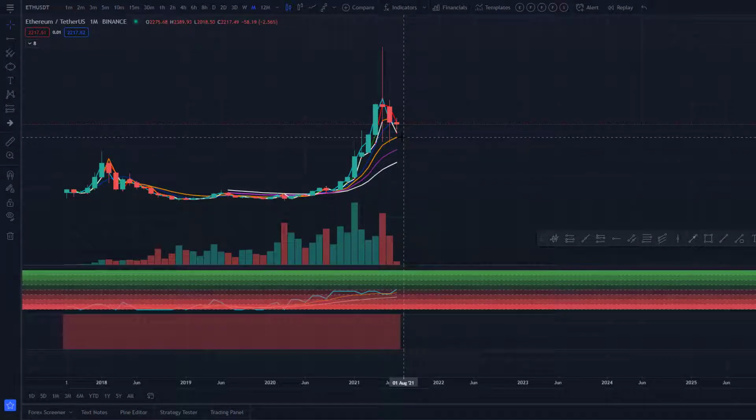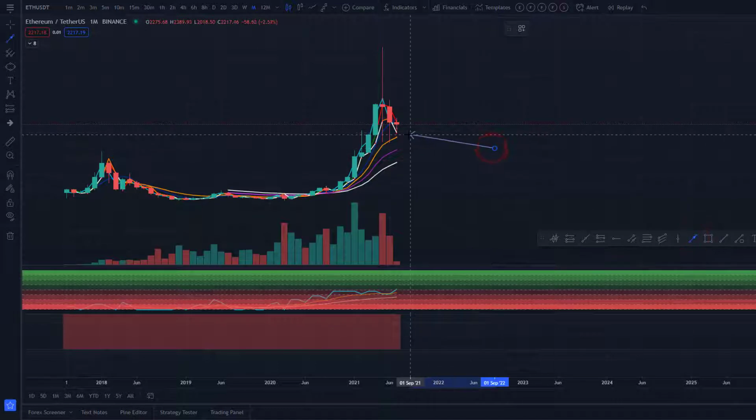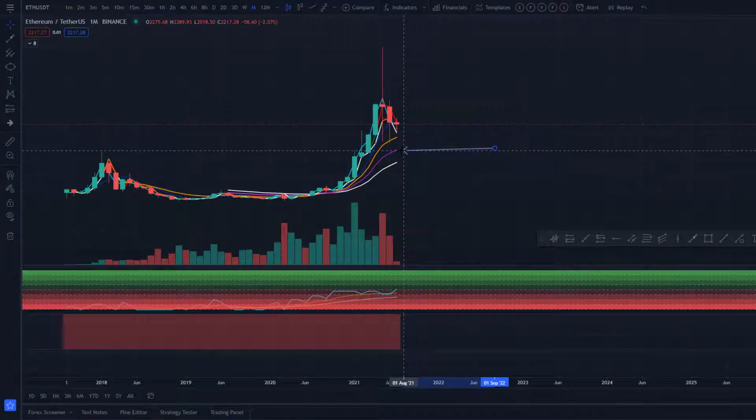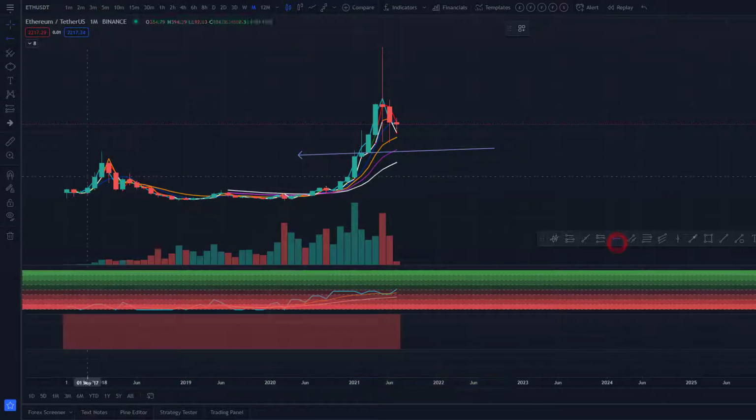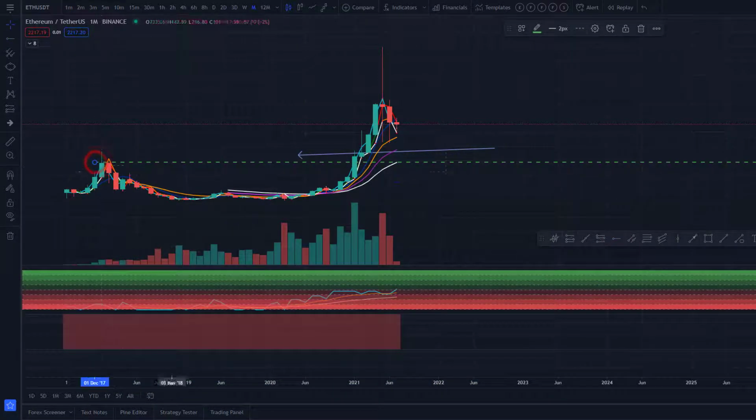What I'm really looking at is potentially for Ethereum to continue to range in this area, to allow either this momentum indicator or this momentum indicator, and I'm really looking at the white momentum indicator, to catch up to this level here, which is all the way from February of '18. We align that here. Standard support and resistance. Any new charting person can look at this.